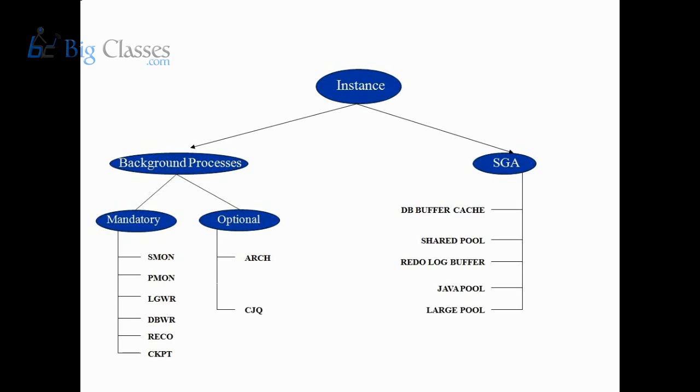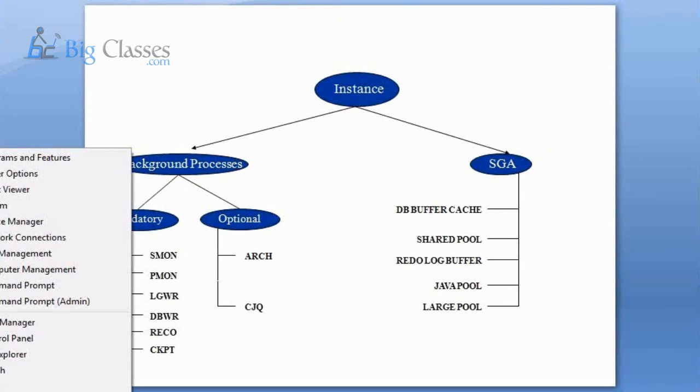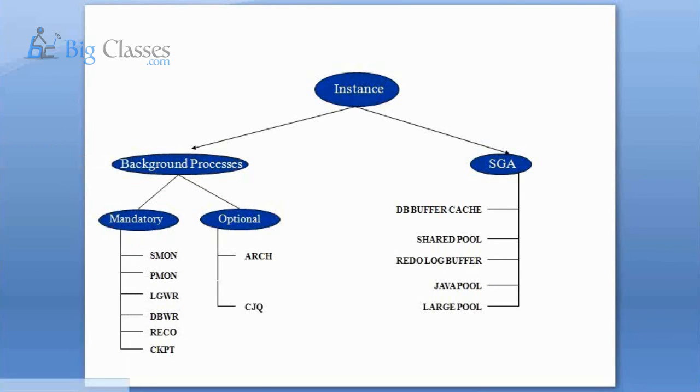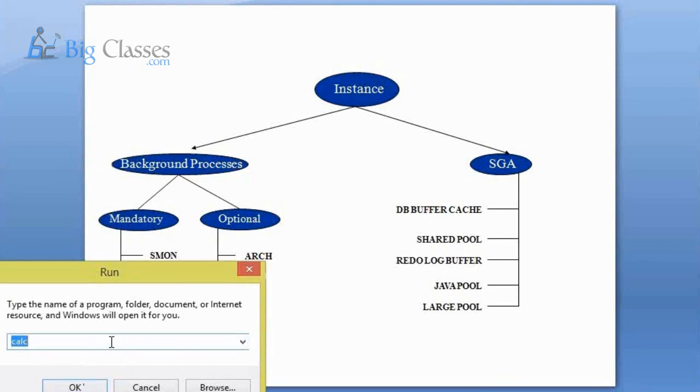It has a lot of processes inside the background processes. It has a redo buffer, a database buffer, and the shared pool, large pool, Java pool, and everything is inside the SGA. The background processes include PMON, SMON, the checkpoint process, the database writer, and so on.